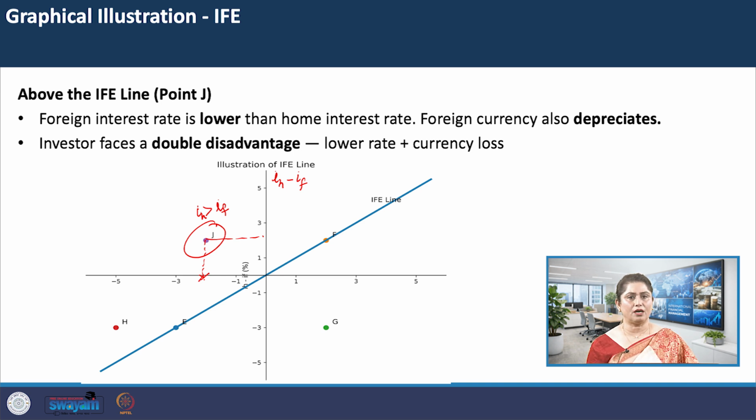Point J is the most unfortunate scenario. Here the foreign interest rate is actually lower than the home interest rate. So the investor is already giving up the interest income by going abroad. And on top of that, the foreign currency is depreciating. During the period the deposit is held, the investor faces two simultaneous losses, a lower interest rate and a weaker currency, a complete double disadvantage. So the IFE line is a powerful visual diagnostic. It tells us at a glance whether a foreign investment outperformed, underperformed or matched domestic returns.